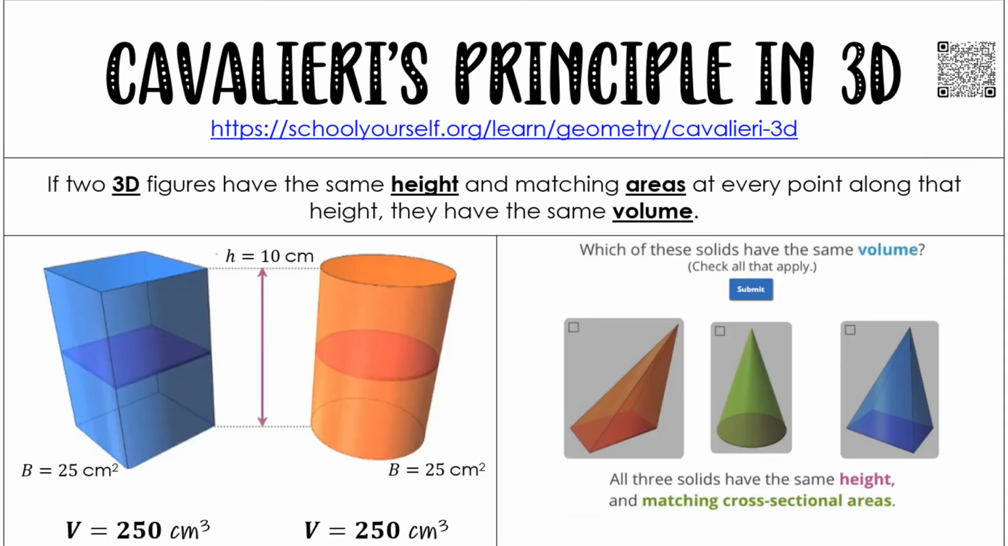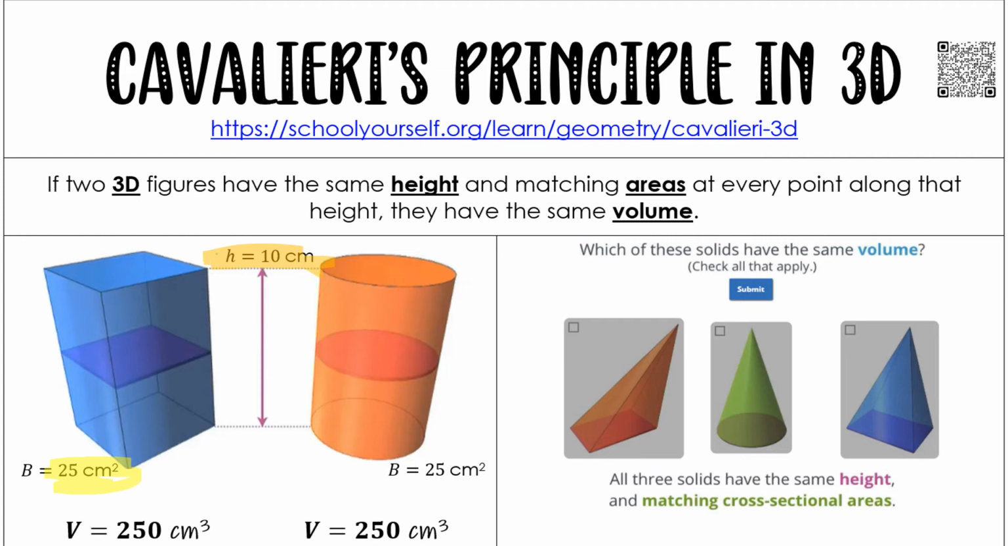In 3D, Cavalieri's principle pretty much means the exact same thing. If you have two three-dimensional figures that have the exact same height and matching base areas at every point, then they will have the same volume. So we've got what looks like a rectangular, maybe a square prism on the left-hand side. We know that the base area is 25 centimeters, and we know that its height is 10 centimeters.